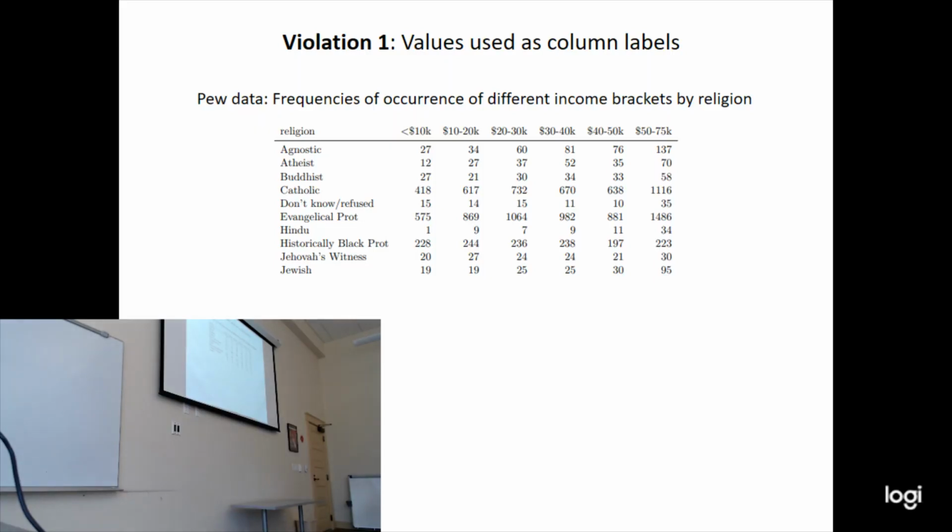So there's nothing necessarily inherently wrong with untidy data. Some forms of untidy data can be useful in some circumstances. But if we wanted to tidy these data to do something else with them, one thing we could do is gather those column headers. So below 10,000, from 10,000 to 20,000, and so on.